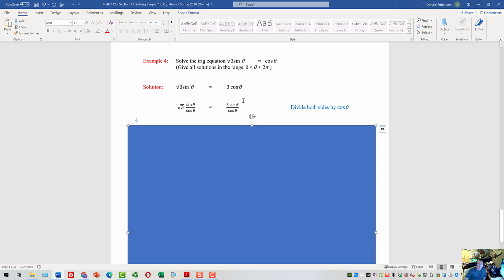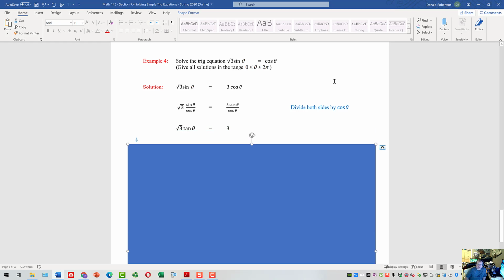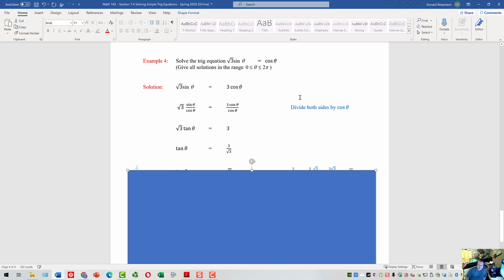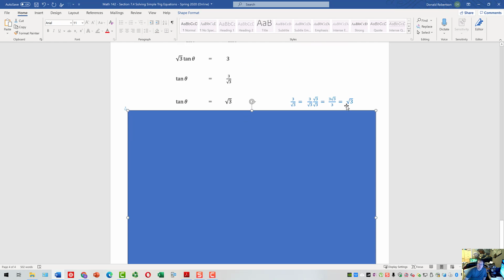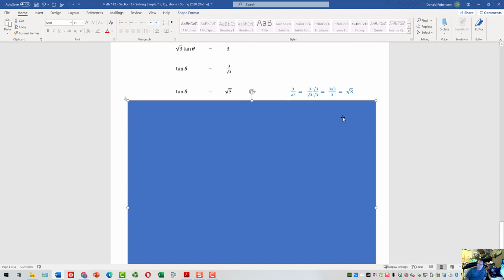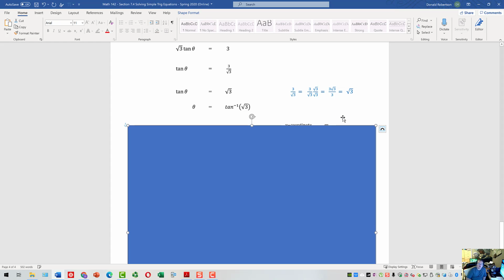And now what happened here? Oh, that's going to become 3. And this guy here is going to become a tangent. So root 3 tangent theta. That's cool. And this fella here, they cancel out, you're going to get 3. Imagine what's going to happen next is I'm going to divide both sides by root 3. And I'm just going to tidy that up a little bit. It ends up being root 3 when you do that. And now I can move on to the final stage.